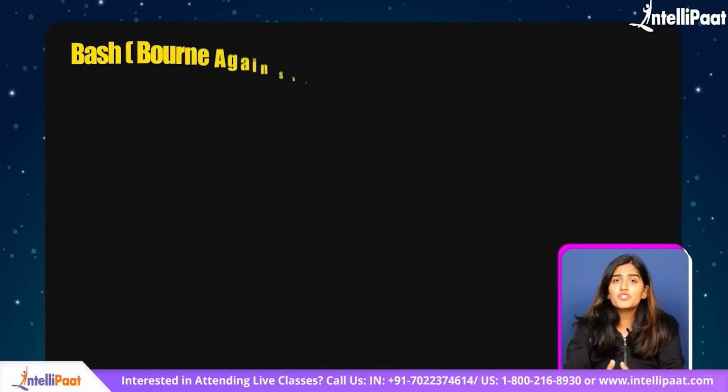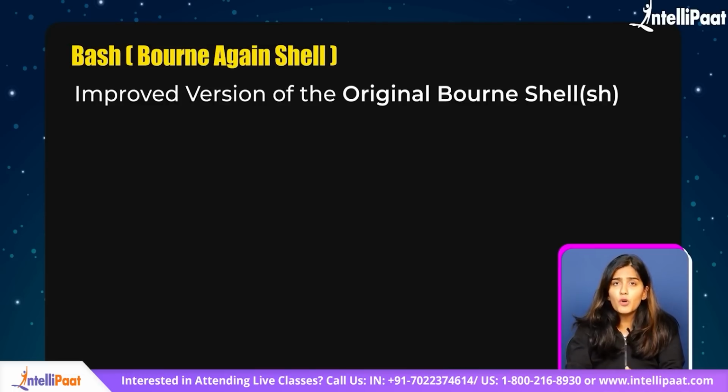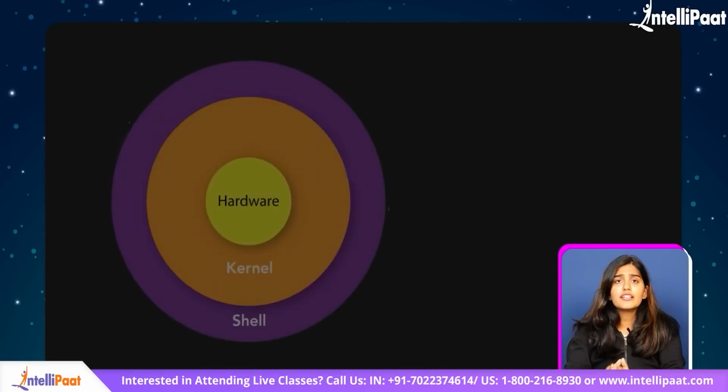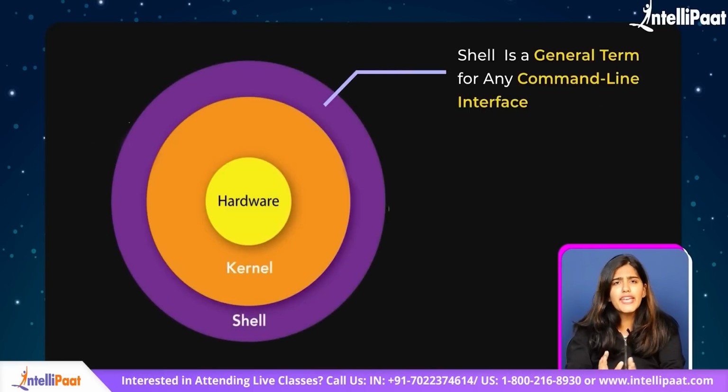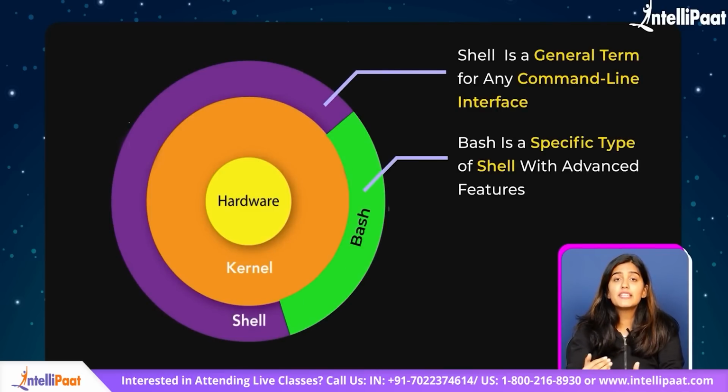Now Bash, short for Bourne Again Shell, is one of the most commonly used shells. It's an improved version of the original Bourne shell, sh, and comes with extra features like better scripting tools, command line editing and support for arrays and functions. Here's an easy way to understand the difference. A shell is a general term for any command line interface, while Bash is a specific type of shell with advanced features. If you're looking for something powerful and user-friendly for scripting or command line tasks, Bash is a great choice.